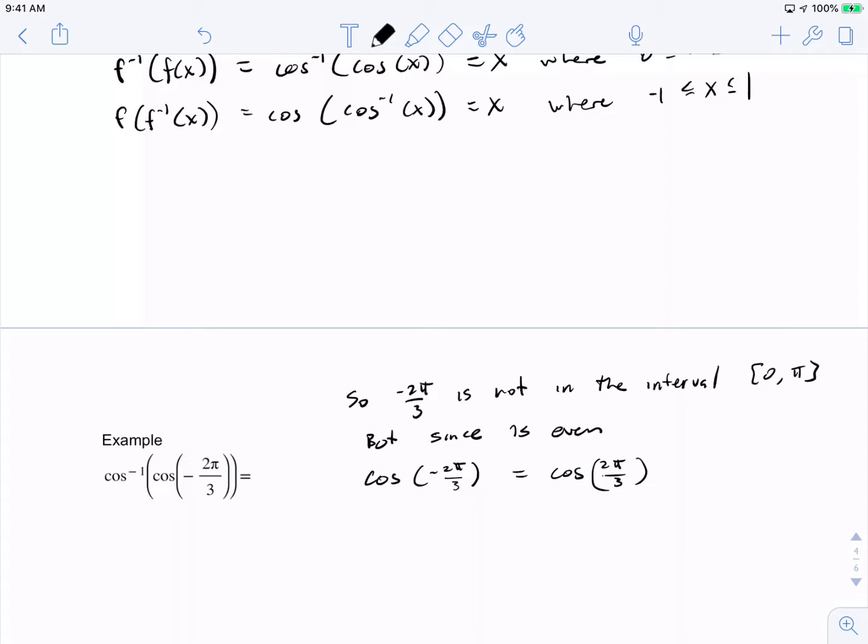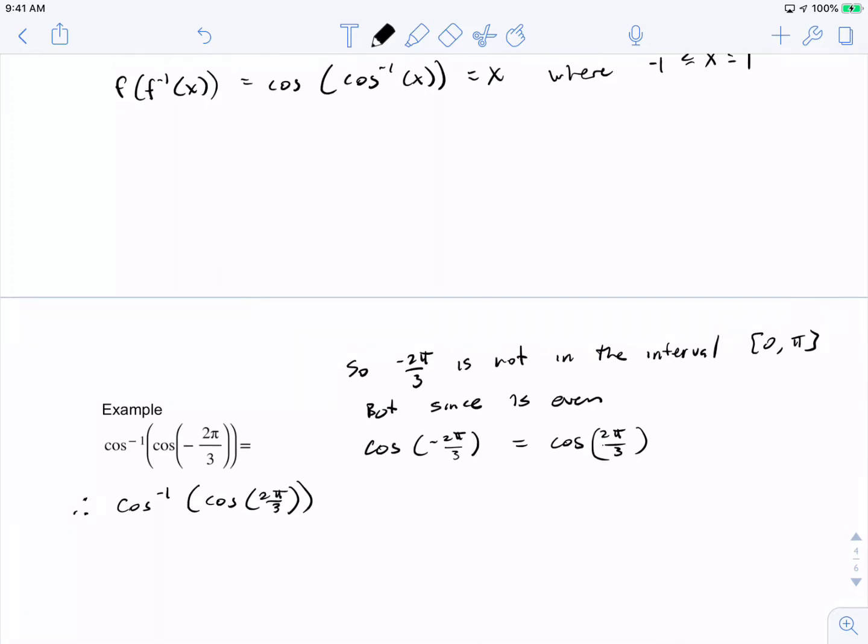So what we could do is address this problem by changing it just a little bit and making it positive. And so from here, this tells us that our answer is 2 pi over 3. But notice that it's 2 pi over 3 positive, not negative, because of the restriction on where we're at.